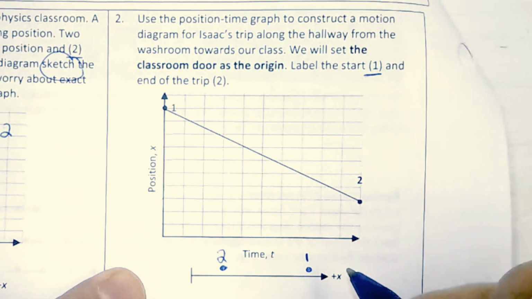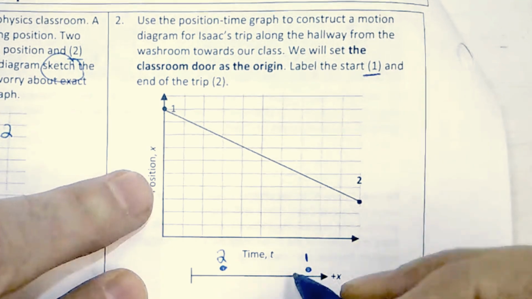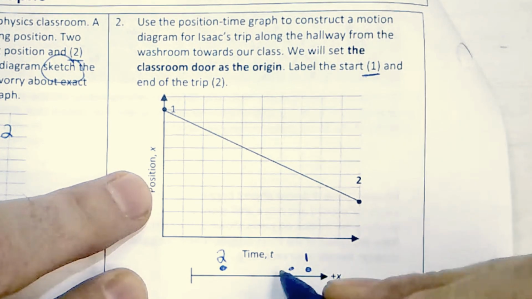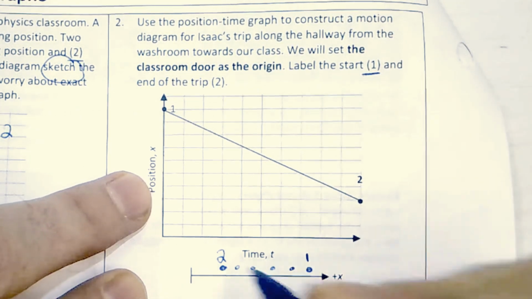Now in between these two events, he's walking at a steady pace. This is our assumption. And so the spacing of the dots in the motion diagram will be even. So we'll have an even or an equal spacing of dots between event 1 and event 2.